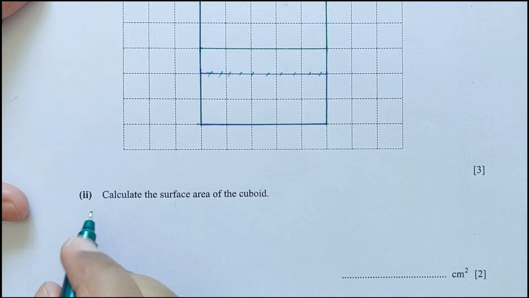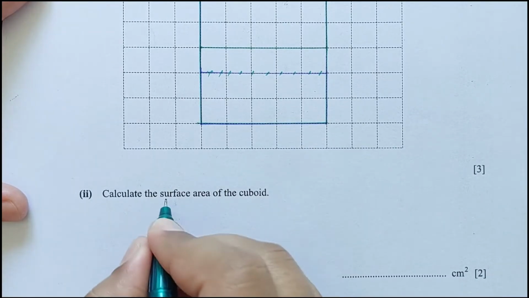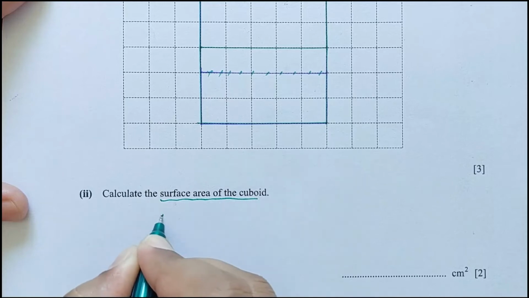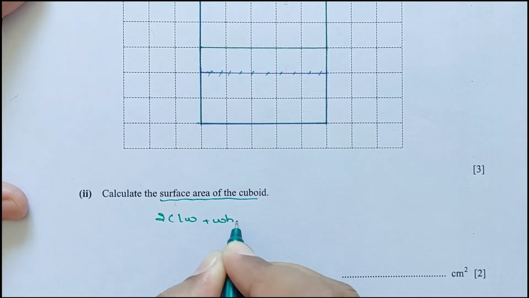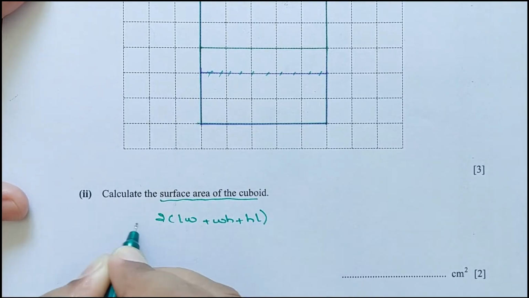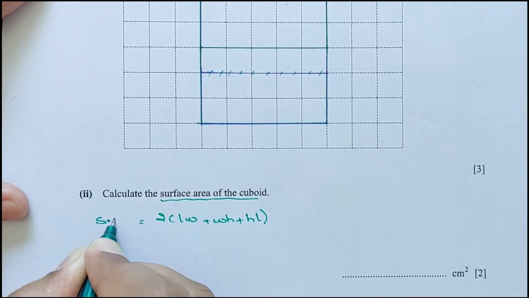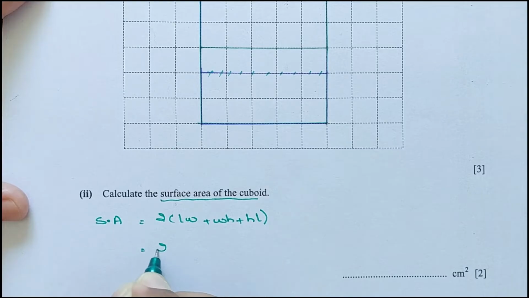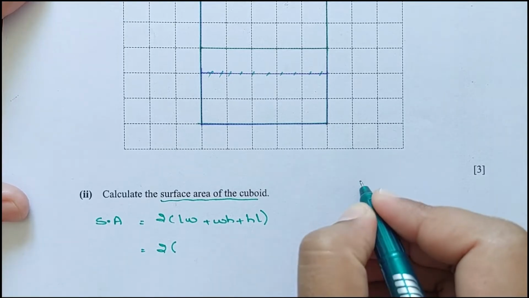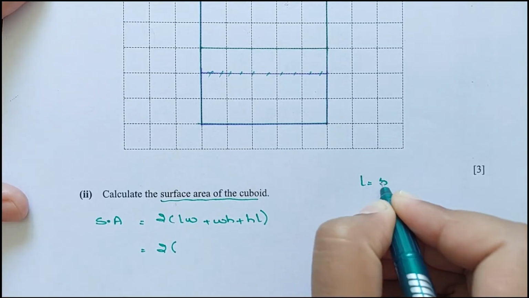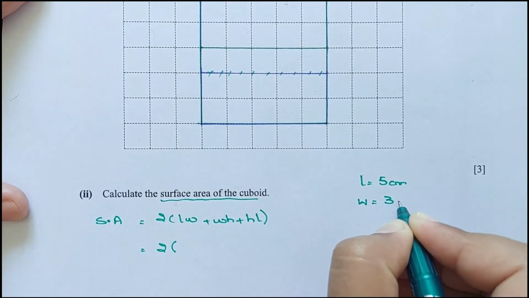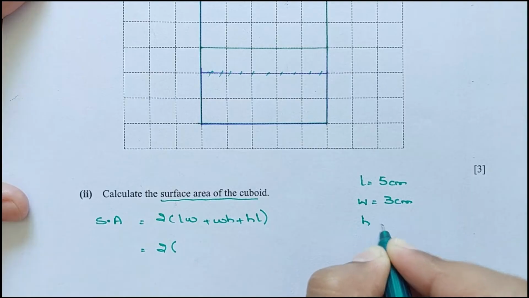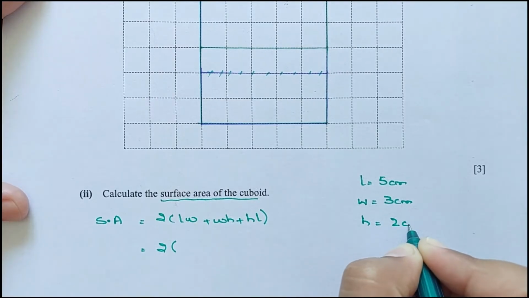Now for the second part, calculate the surface area of the cuboid. The formula for the surface area of a cuboid is 2 times length times width plus width times height plus height times length. So that is the surface area of a cuboid. Let me write down the dimensions. The length of the cuboid is 5 centimeter. The width of the cuboid is 3 centimeter. And the height of the cuboid is given as 2 centimeter.